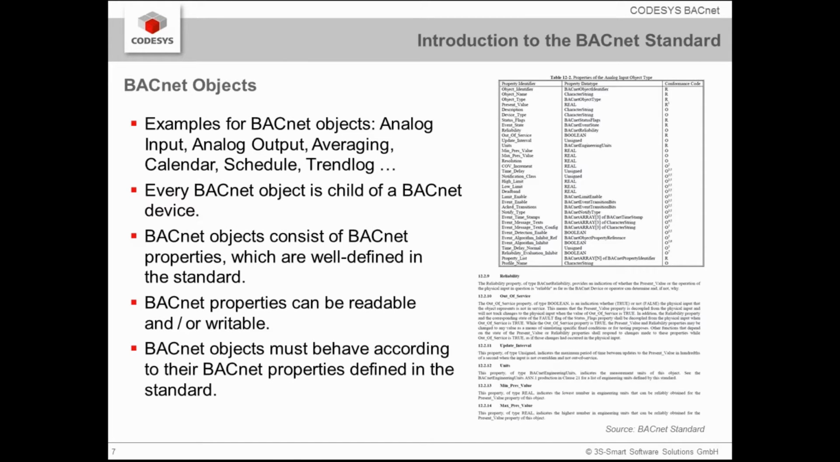So the BACnet standard defines so-called BACnet objects. Typical BACnet objects are, for instance, an analog input, an analog output, a calendar object or scheduler. And every BACnet object is child of a so-called BACnet device. BACnet objects themselves consist of so-called BACnet properties, which are very well defined in the standard. Such BACnet properties can be in general readable and or writable, and those BACnet objects must behave according to their BACnet properties, and this BACnet behavior is also very well defined in the standard.